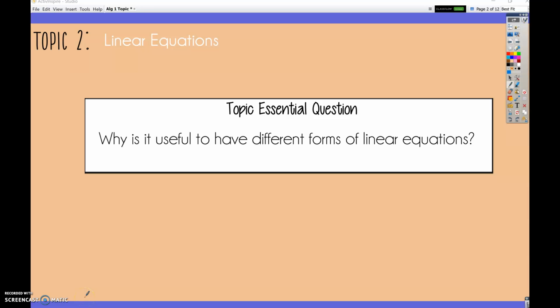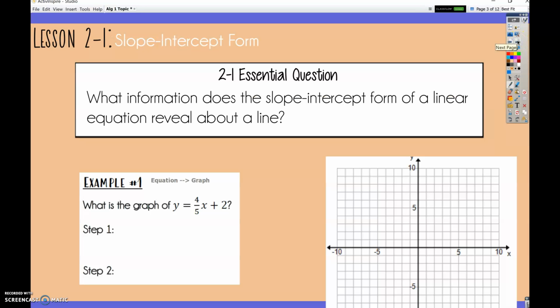For topic 2, we're going to be talking about lines. To graph a line, they come from a linear equation. And our essential question for the entire chapter 2 is, why is it useful to have different forms of linear equations? So the first one we're going to talk about in section 2.1 is called slope-intercept form. And our essential question says, what info does slope-intercept form tell us?